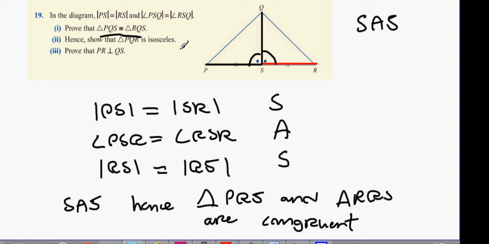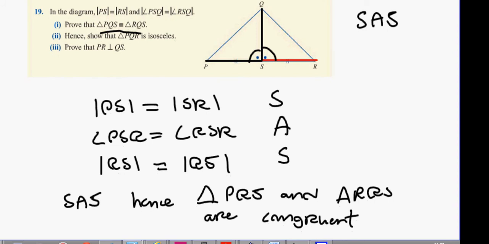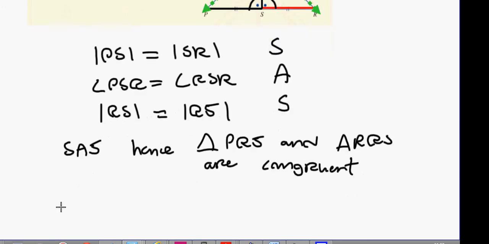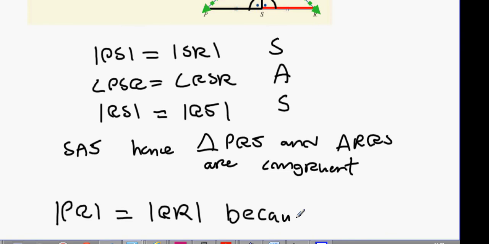Now what we're doing next is it goes prove that the triangle PQR is isosceles. To prove it's isosceles, I need to prove that PQ is the same as QR. And I can write this down. I can say PQ equals QR. What's the reason? Because PQS and RQS are congruent. It means they have to be the same length. And because PQS and RQS are congruent, hence it has to be an isosceles triangle.